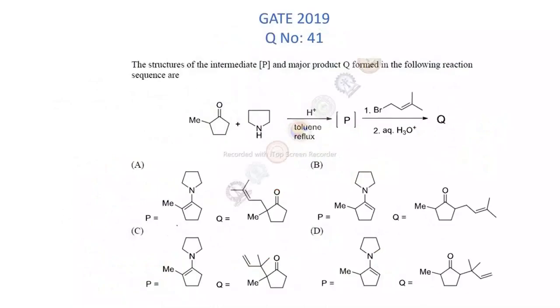So in options A and C, as both the double bonds are at the more substituted position, these two options are wrong. But in options B and D, this double bond is here and here, and here also the double bond is on this side, and one is an SN2 reaction and this is an SN2 prime reaction, both are possible. So that's why both B and D are correct answers. For more information of this type, you can watch this NPTEL video. Thank you.